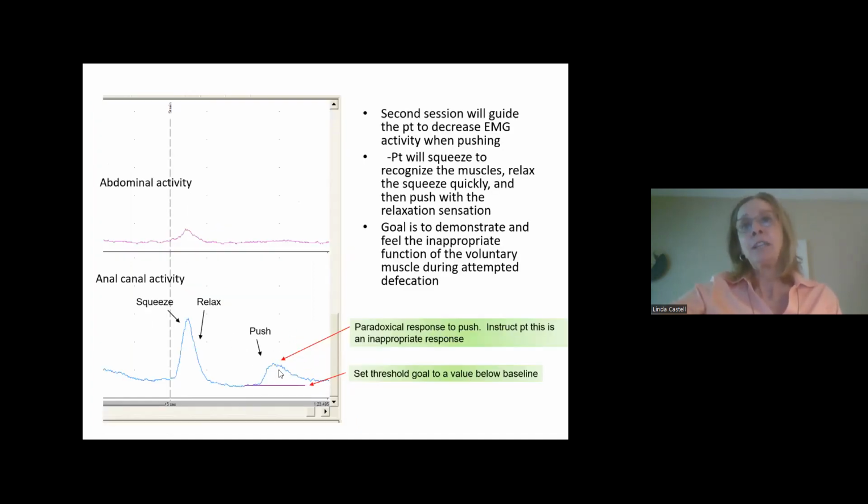But even with the pushing, if you notice, a lot of times when your patient pushes, they're squeezing so hard that the activity is way up here.